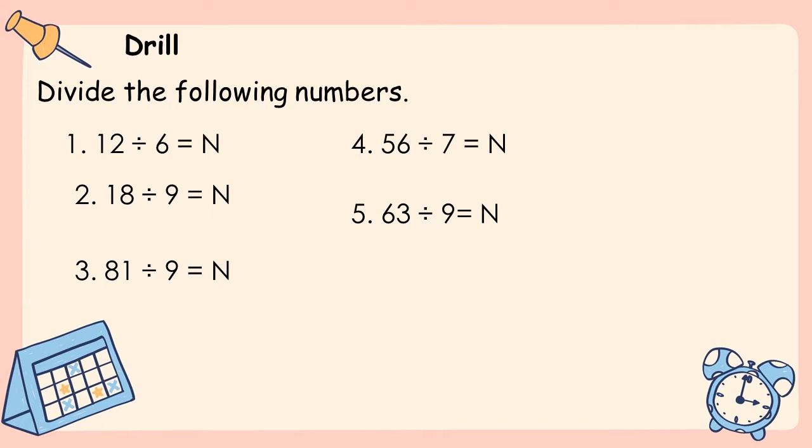Now let's answer 12 divided by 6. That is equal to 2. 18 divided by 9 is equal to 2. 81 divided by 9 is 9. 56 divided by 7 is 8. And 63 divided by 9 is 7. Good job! And now, let us measure if we still remember about reciprocals.